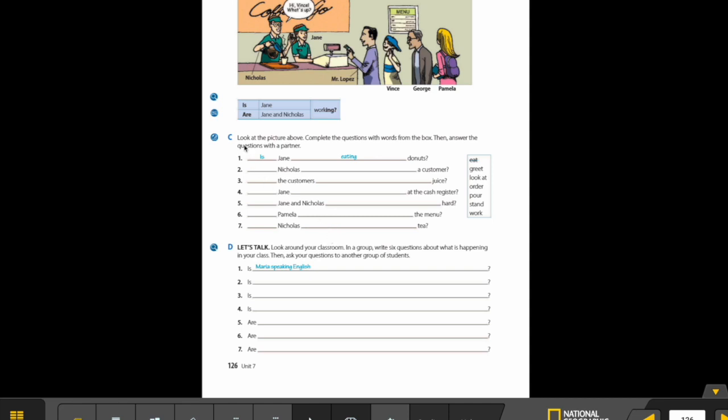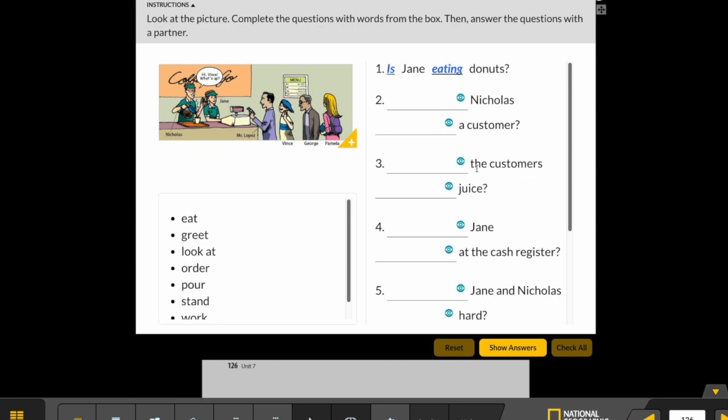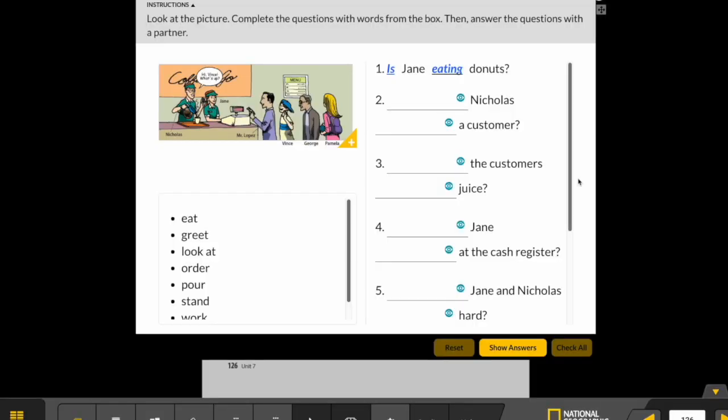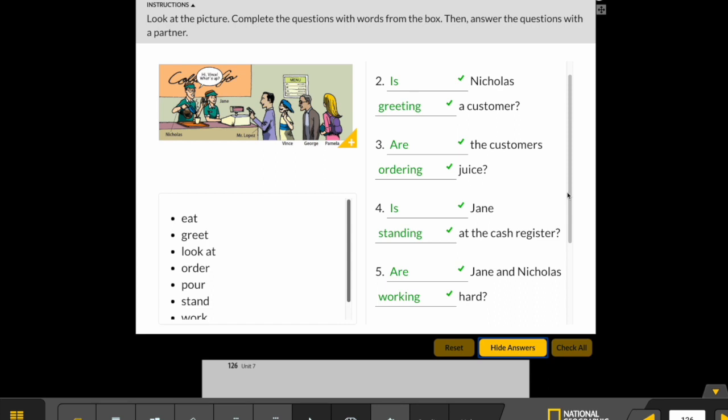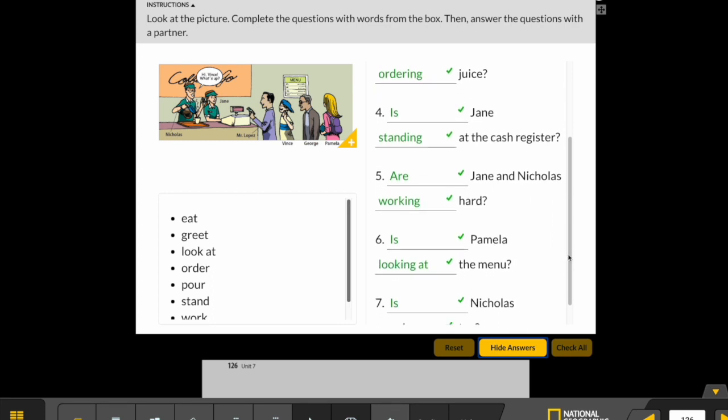Okay, so let's do this one here. Look at the picture above, which is pretty much the same. Complete the questions with words from the box, then answer the questions with a partner. Okay, so here are the questions. Pause the video before I show you the answers. Okay, here are the answers. Okay. Six and 7 are here.